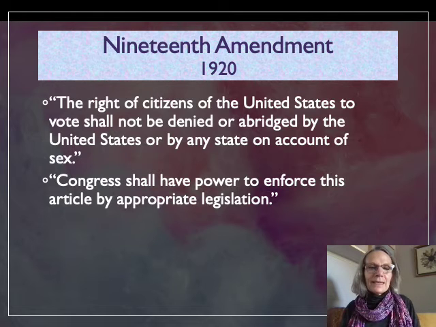The right of citizens of the United States to vote shall not be denied or abridged by the United States or by any state on account of sex, and Congress shall have the power to enforce this article by appropriate legislation. If you don't include that second section here, you have an amendment that is not enforceable, and you need to have Congress be able to enforce that.